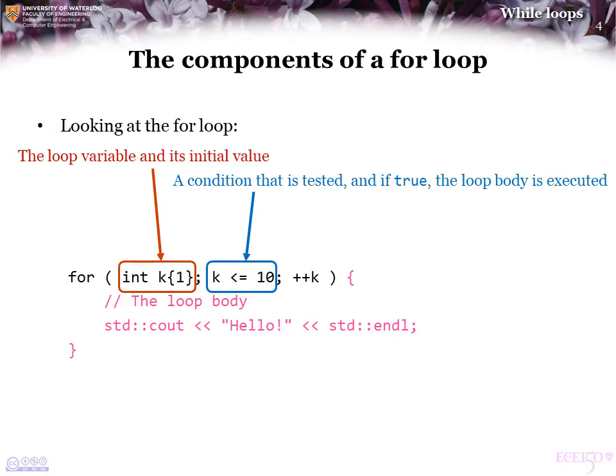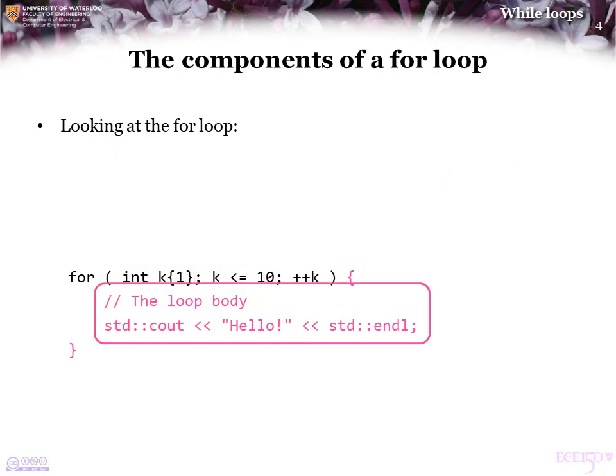The next expression is a condition. That condition will be tested, and if it evaluates to true, then the loop body is executed. Whenever that expression evaluates to false, we carry on executing at the end of the looping statement. So we stop performing this loop. However, each time this condition evaluates to true, the loop body is then executed. In this case, it just prints the word hello.